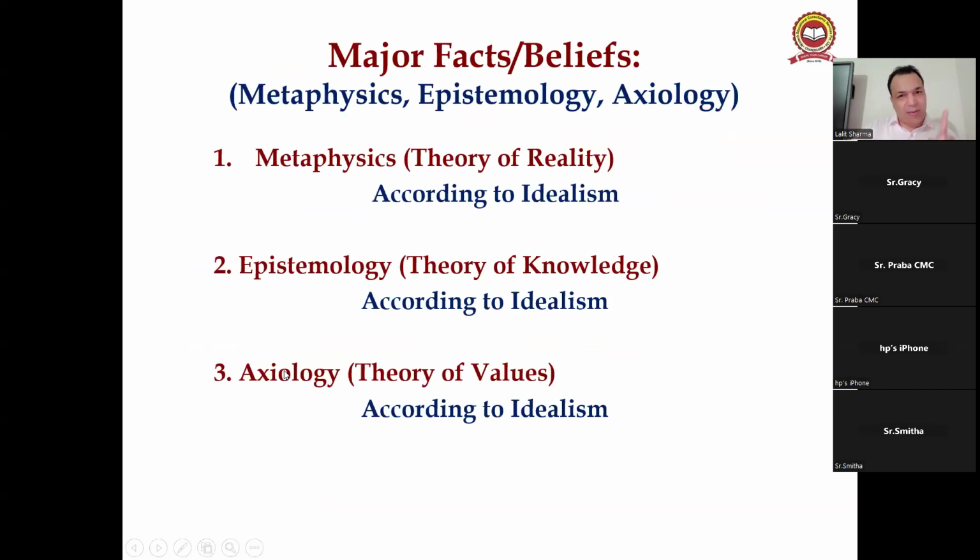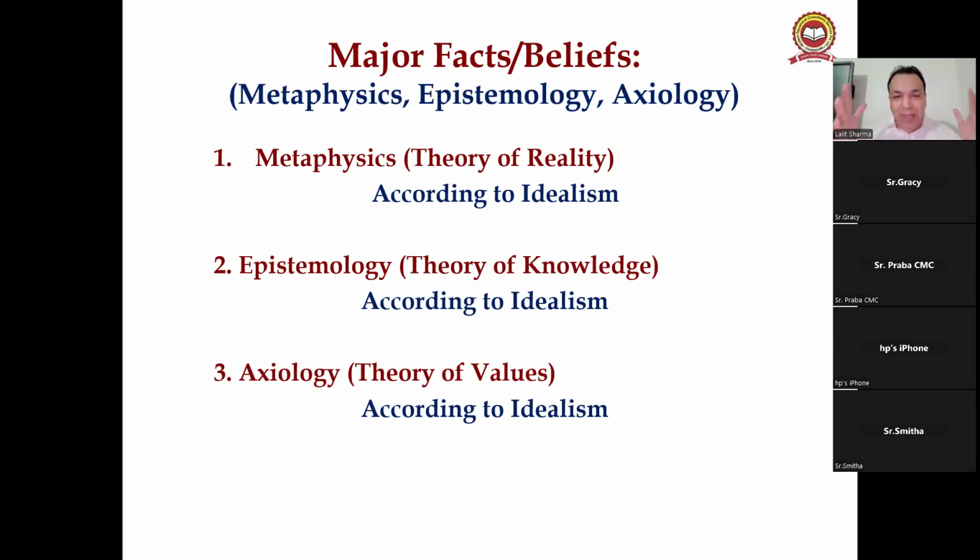Now look, these are the major facts, right? I told you, we have to do three things for each one. Number one, a little bit of history, okay, and fundamental principles. Second, we have to talk about major facts. Under the major facts, three things we will do: metaphysics, epistemology, and axiology. And third, we have to do the educational implications. Again, under the educational implications, we have to discuss three things: aims of education, curriculum and method of instruction, and then conclusion.